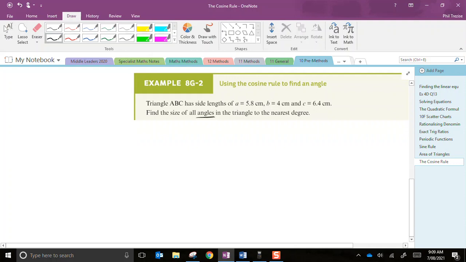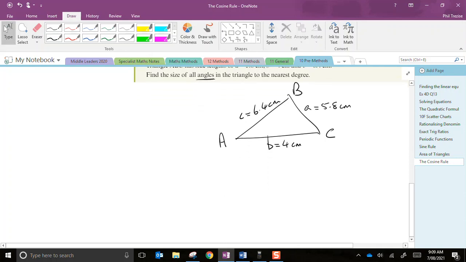Again, this one is perfect for the cosine rule. So I'll do a quick sketch of the triangle first, and I'm not particularly trying to do this to scale. So I'll just mark angles A, B, C. Now little a equals 5.8. This would be over here. 5.8 centimetres. Little b equals 4 centimetres. And little c equals 6.4 centimetres. Again, I'll focus first of all on angle A as my unknown angle.